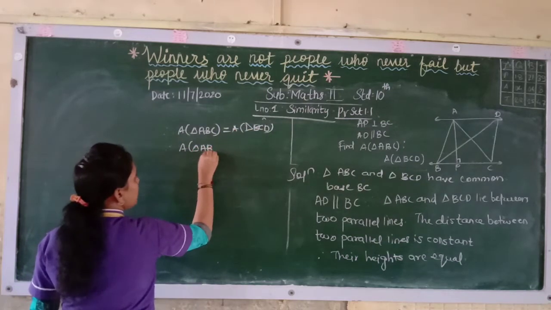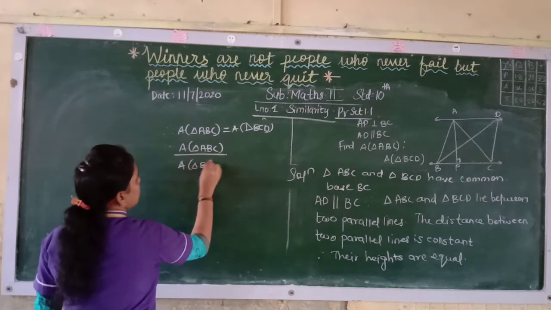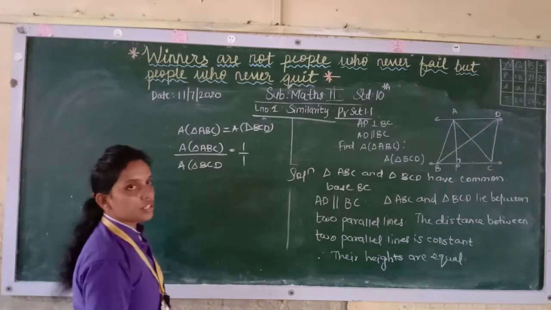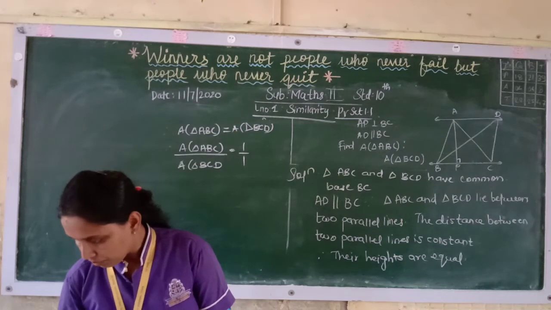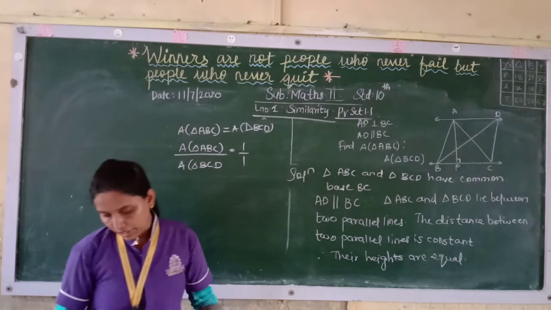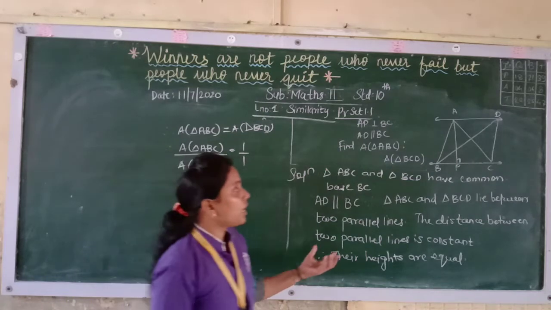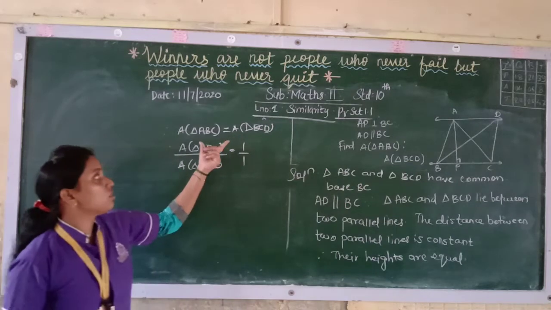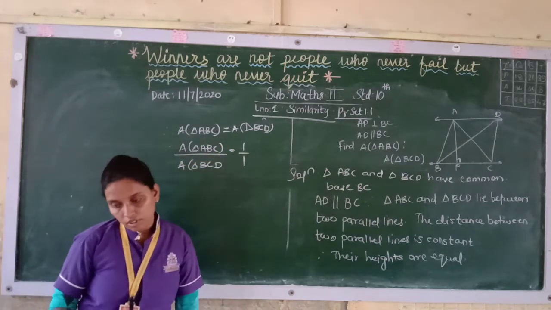If you bring BCD over here, nothing will remain, so it will become 1. So the ratio is 1:1. The ratio of the areas of the triangles is 1:1 because both the heights and the bases are equal. So the areas are equal and the ratio will come 1:1.